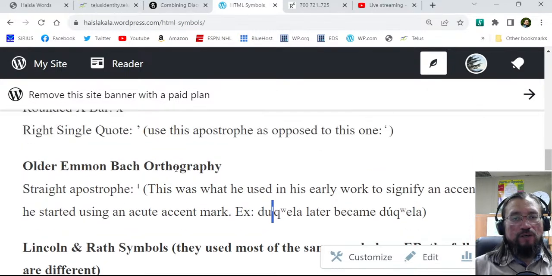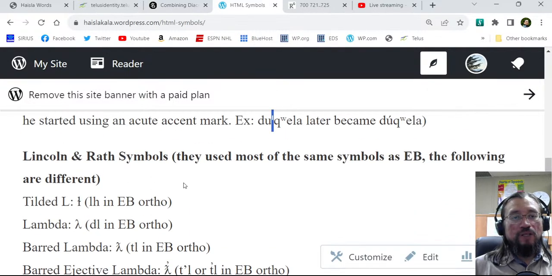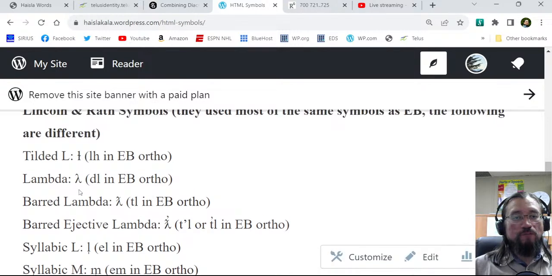Before Emmon Bach started working with the isla language, it was Lincoln and Rath. Their orthography was a little bit different. They used some of the same symbols that Bach would later use, but some of them were different. And you can see one of them here. This is what's called a tilted L, and this makes a sound. And Bach represented this sound with an L and an H. So he used two consonants, two symbols to represent one sound, whereas Lincoln and Rath used one symbol to represent one sound, which is a common practice in linguistics.